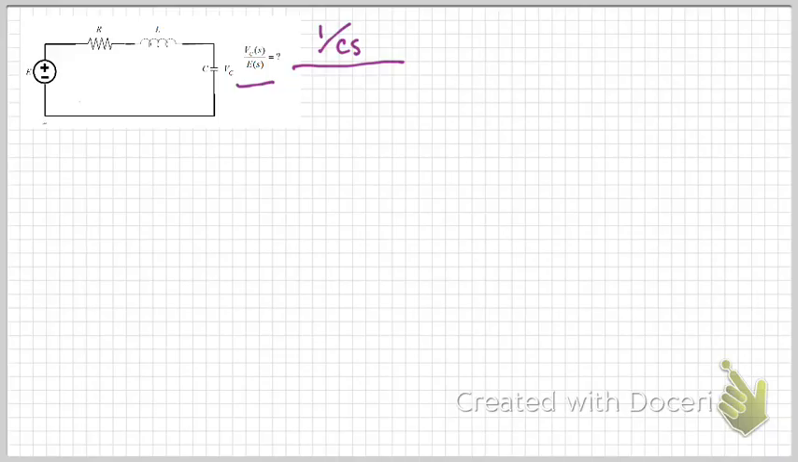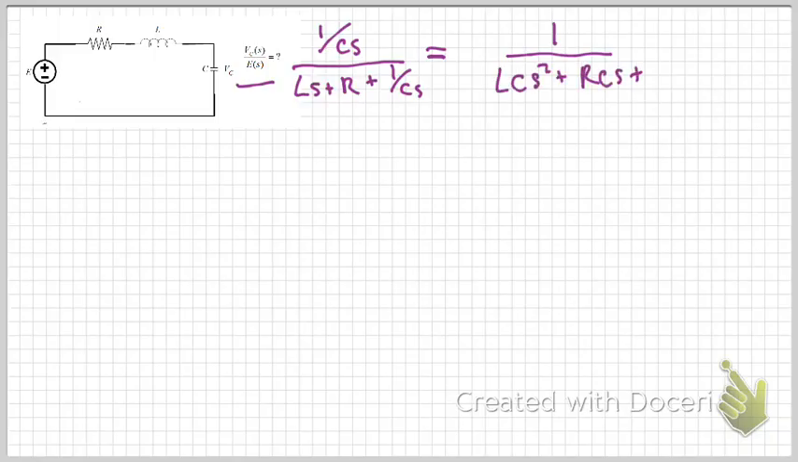So 1 over CS is the voltage across the capacitor. Ls plus R plus 1 over CS is the voltage across the whole system. Because they're all in series, we can add up all of those impedances individually. And if we want to have these by voltage drop, we could multiply them also by the current of our system. I'm just skipping that step. But either way, our final transfer function should be 1 over LCS squared plus RCS plus 1.